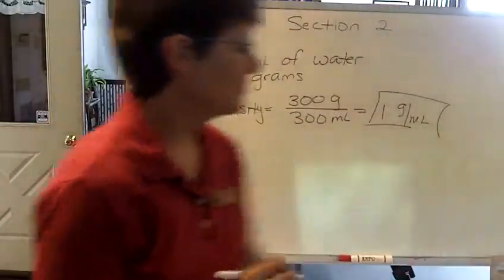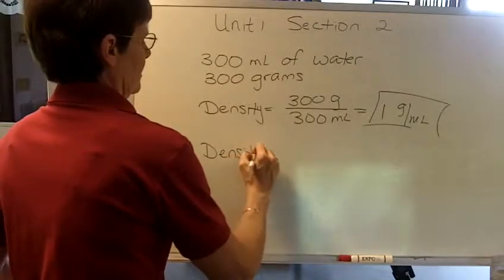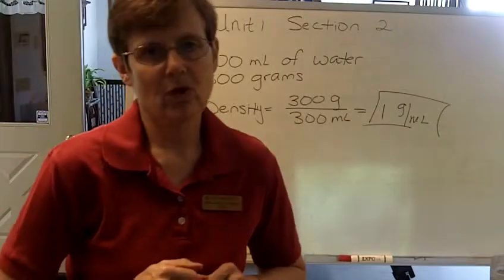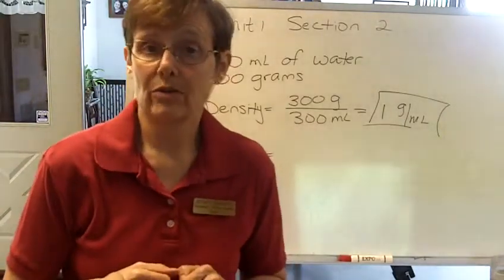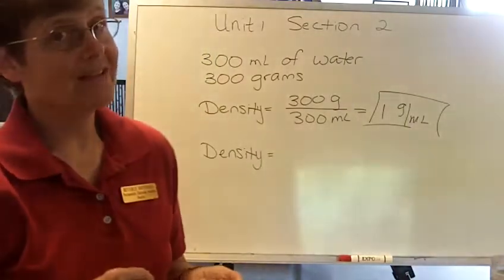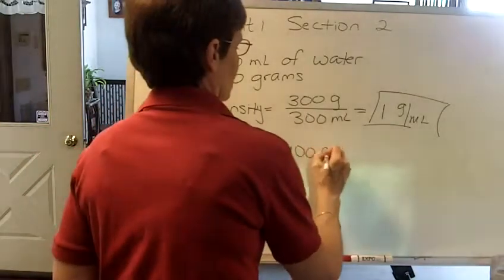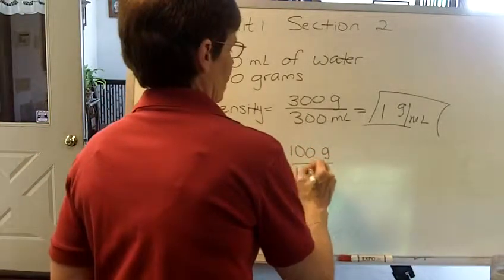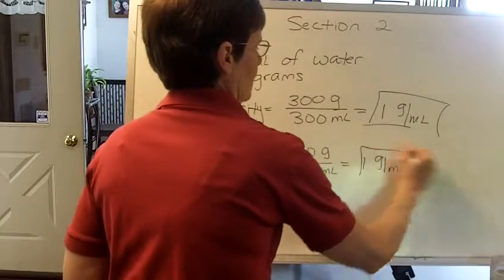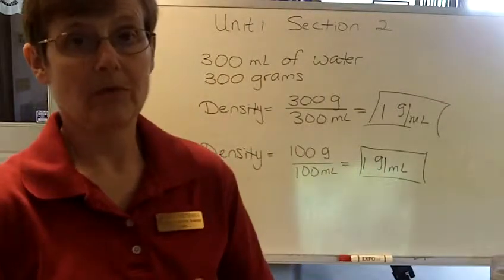Now in this one, let's change the problem and say we have a smaller amount of water there. Let's say I only have 100 milliliters of water in there. So that means that if I put it on a balance, I would have 100 grams of water, because I happen to know that the density of water is 1 gram per milliliter.